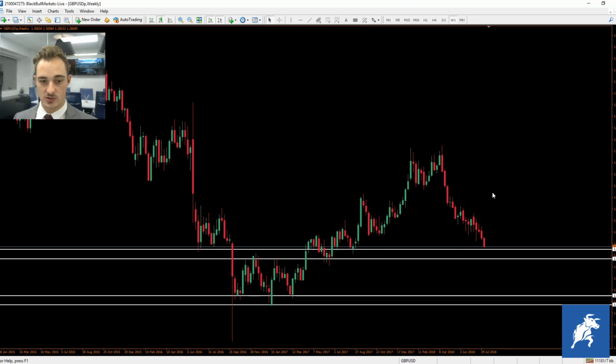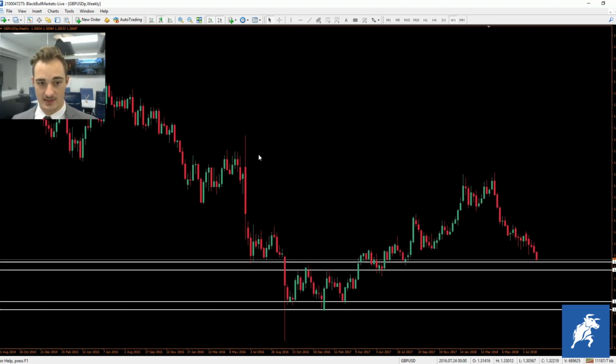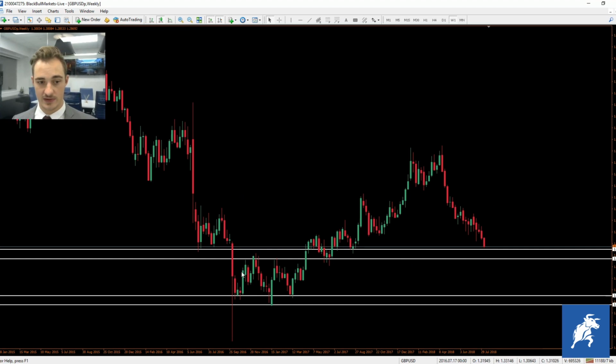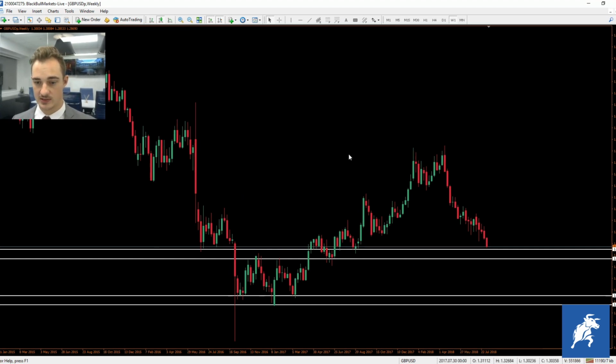That could greatly influence it as well. Again, I'm not too focused on the fundamental side of things, more on the technical side of things. But it can influence it very strongly, as it has done previously. You can see in the previous Brexit as well.